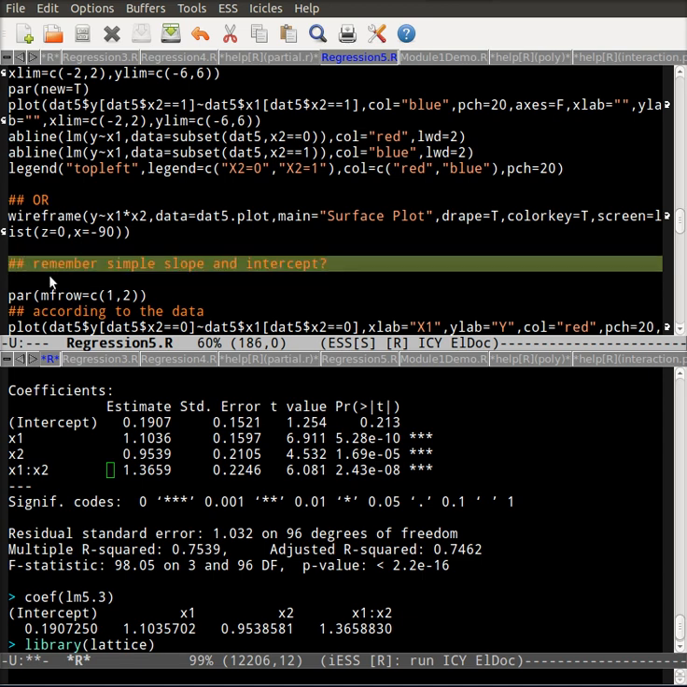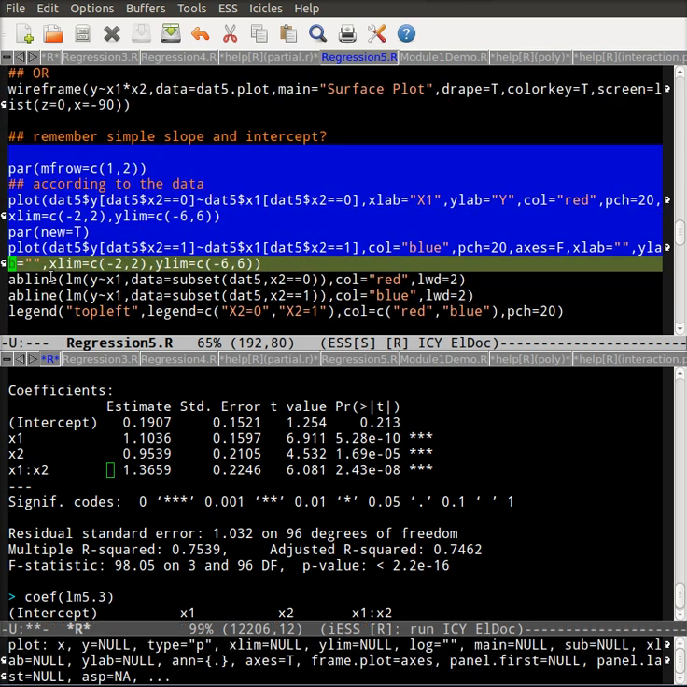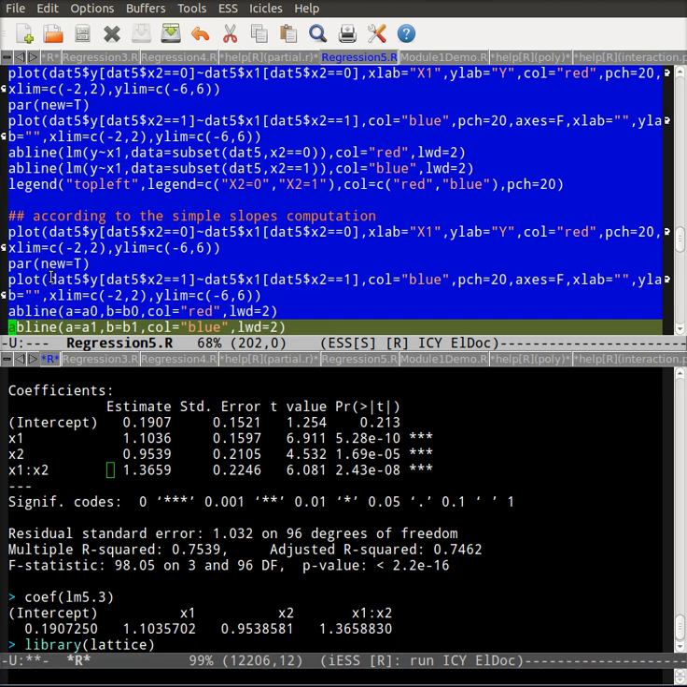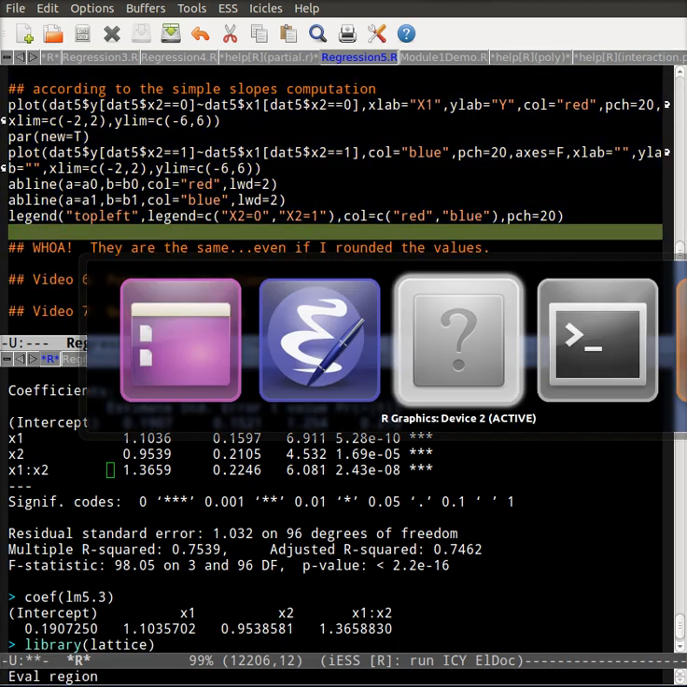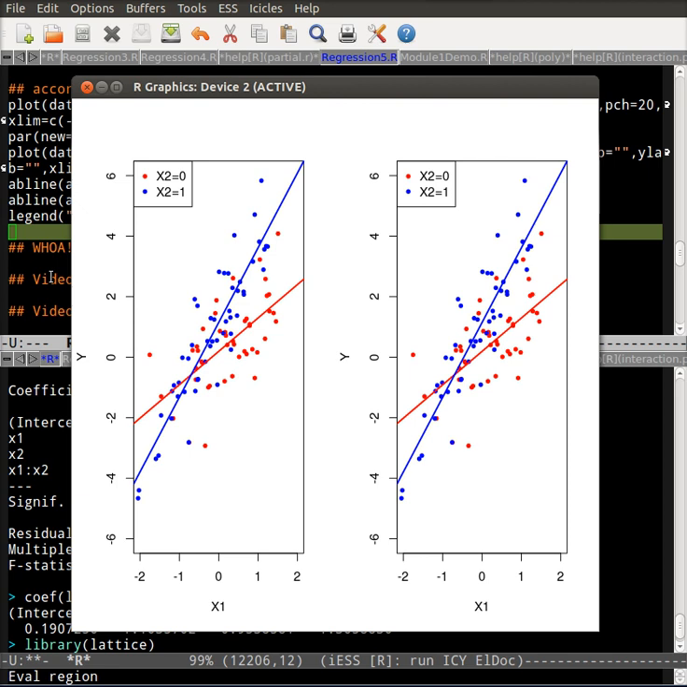So remember when I calculated the simple slope and simple intercept, well, what I can do is a side-by-side plot of this, and you can see that on the left-hand side, this is the plot that I calculated using my linear model, and this is the plot that I calculated using the simple slope and simple intercept, and you see that they're identical.